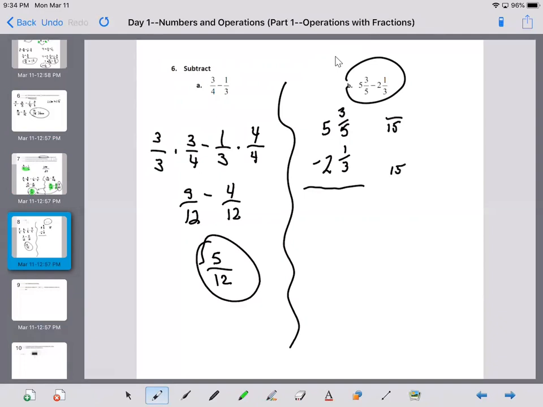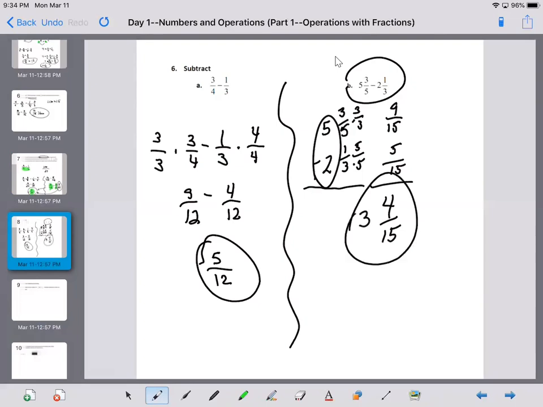I'm going to multiply this by 5 divided by 5 and 3 divided by 3. So that'll give me 9/15 and 5/15. And I can subtract this without going into the negatives. 9/15 take away 5/15 would be 4/15. And then the 5 take away 2 would be 3. So I would get 3 and 4/15.